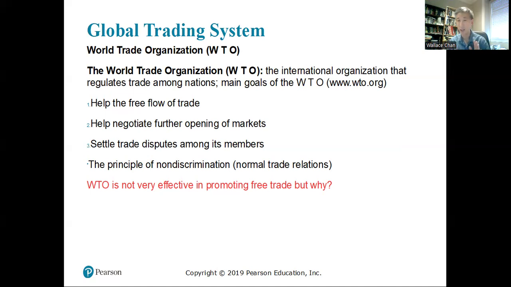And we're not talking about 150 people here. We're talking about 150 countries. So you can imagine how many interests are involved and how difficult it is to come up with an agreement that pleases all 150 members, all 150 countries. So the WTO, although with a very good objective, a very good vision, finds it very difficult to promote free trade.